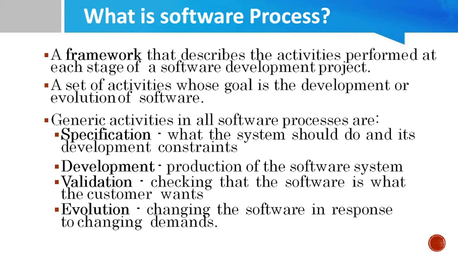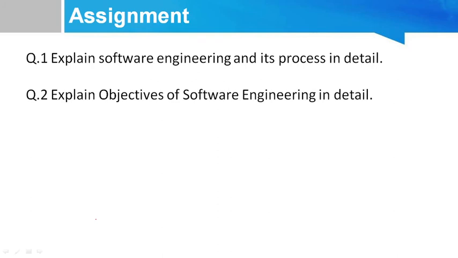Specification means what the system should do and its development constraints. Development is the production of the software system. Validation is the checking that the software is what the customer wants. And evaluation means changing the software in response to changing demands.